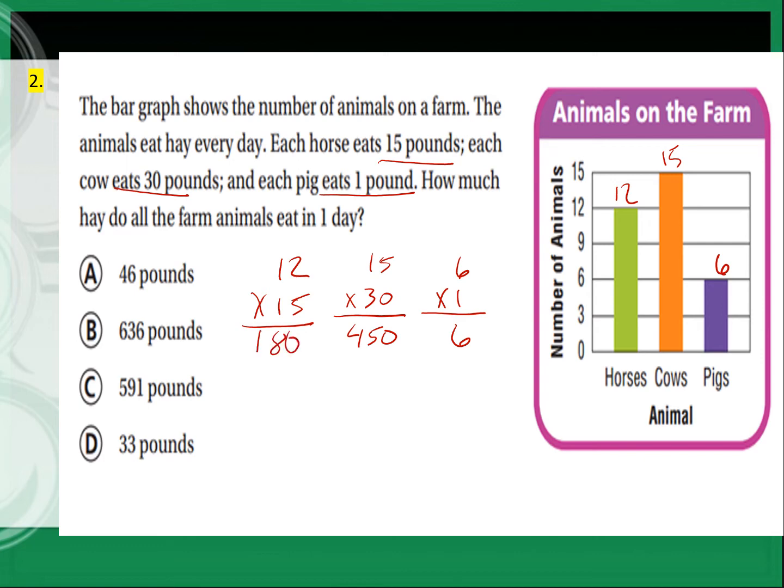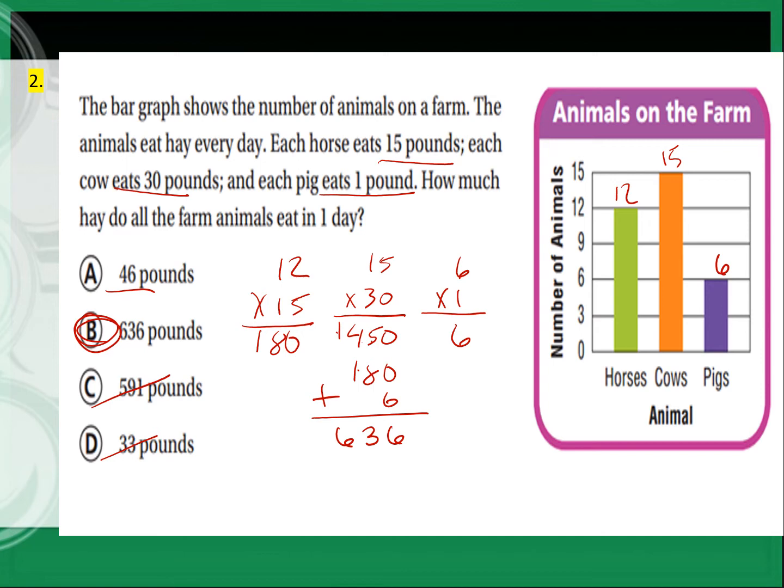And I put all those together. My answer has to end with a 6. Look at my choices. Can't be D, can't be C. 46 is not even reasonable because these two numbers are way more. So my answer is B. I can check it. 8 plus 5 is 13. 4, 5, 6. 636 is my answer.